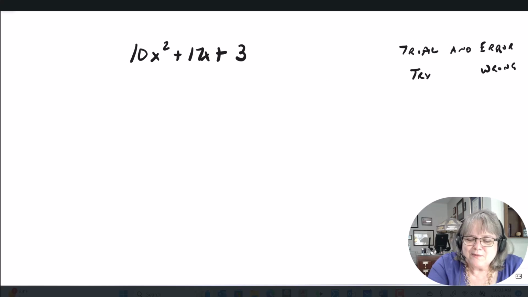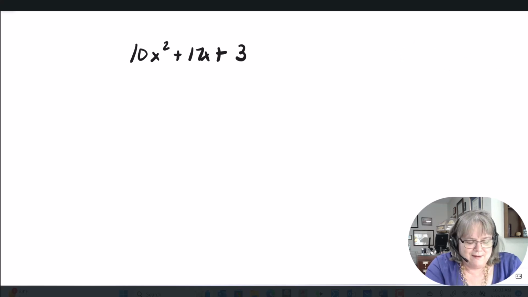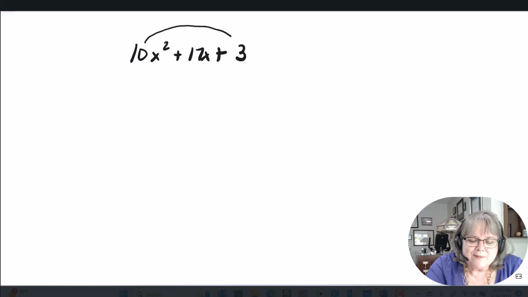But I'm going to show you a method. Some people call it the front times the back. Some people call it the A times C method. I'm not sure what it calls it on the sheet, because I've called it so many different things in my life, right? But you take this front number times the back, which is 30. It's a positive 30. And you say what multiplies to 30 and adds to 17.